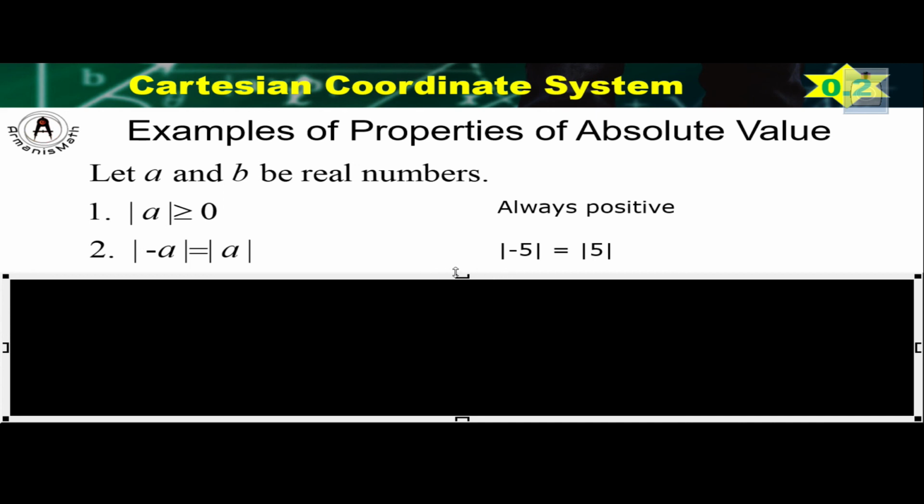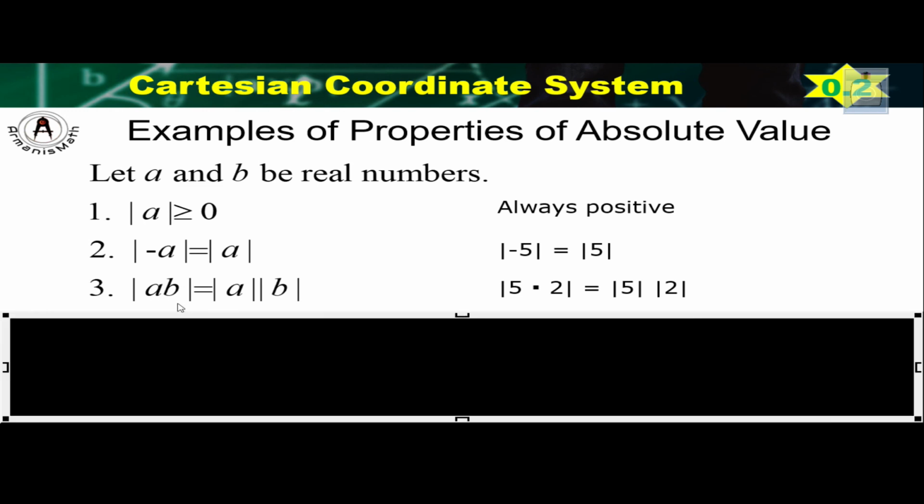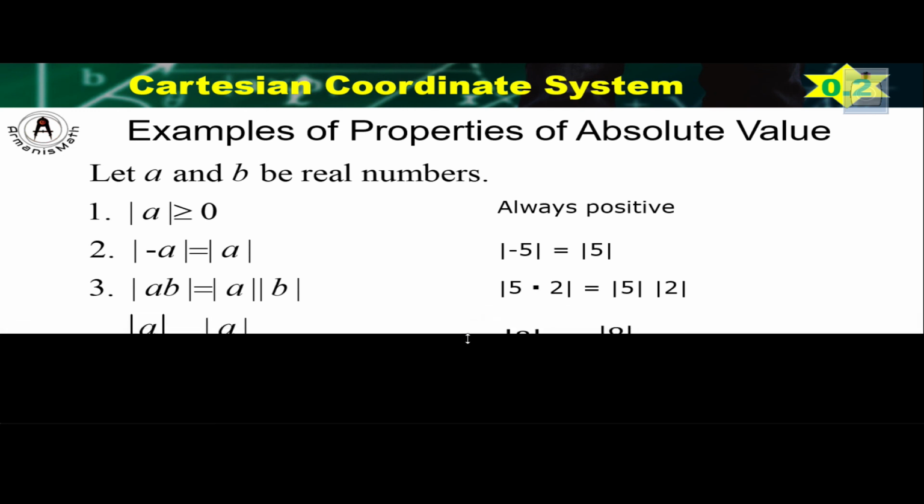Again, distance from 0. You're saying from that midpoint, how far are you going this way? 5. How far this way? It's also 5. Distance. That's why they're equivalent. How about this one here? What if I said a times b in the absolute value? It's going to be the absolute value of a times the absolute value of b, which means you can separate the absolute value if you're multiplying what's inside. So the absolute value of 5 times 2 is the same as the absolute value of 5 times the absolute value of 2.